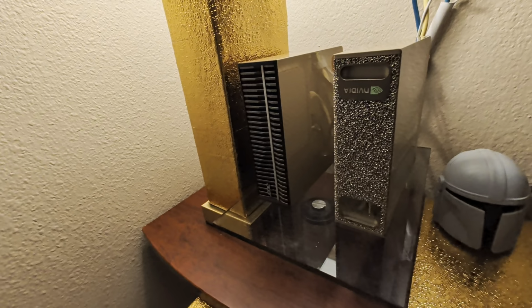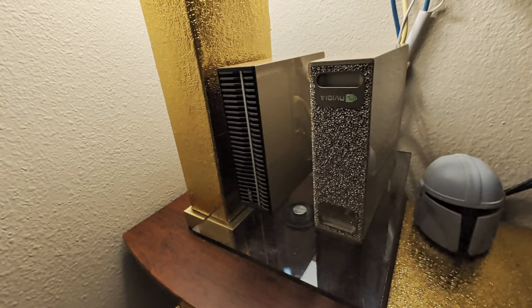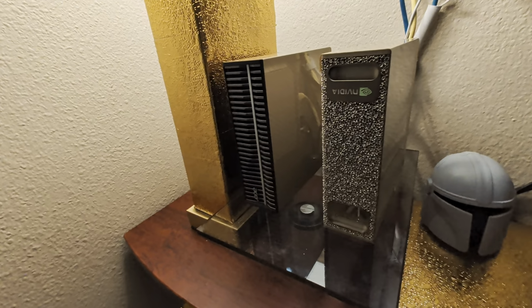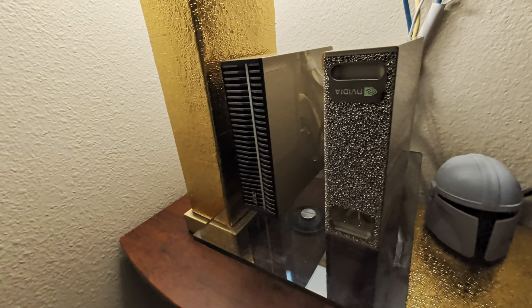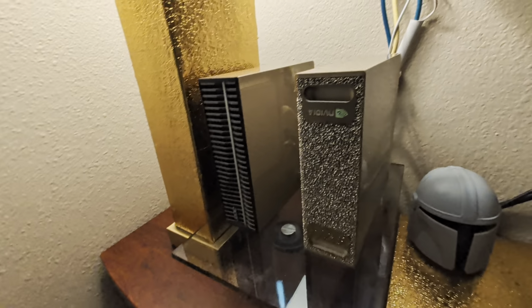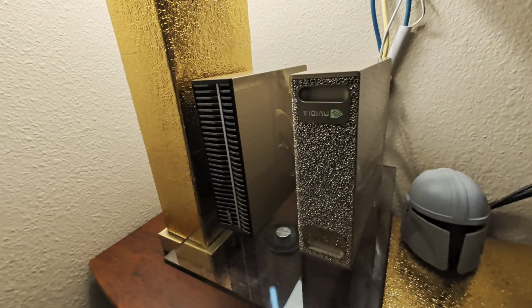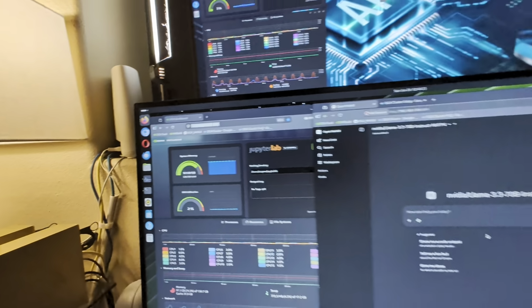So to the right is a DGX Spark with 128 gigabytes of RAM. To the left is an Acer GN100, which is essentially the same thing as the Spark. It's just a different case and different cooling. And they're connected together with a CX7 connector, high speed.